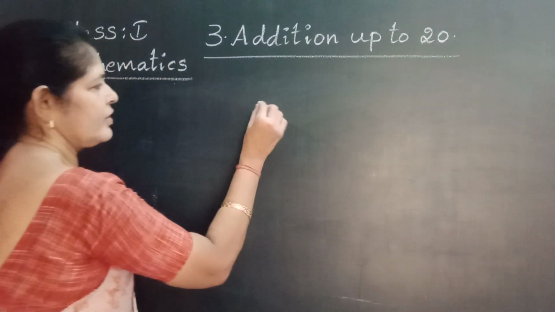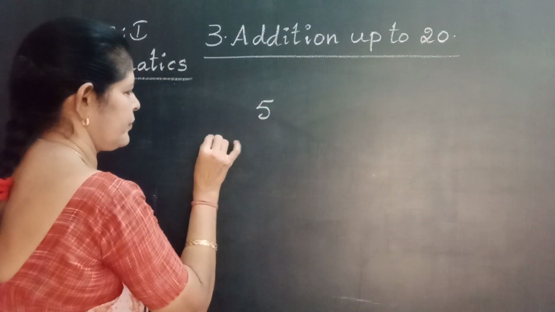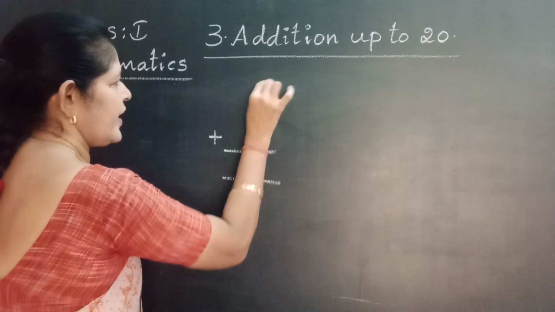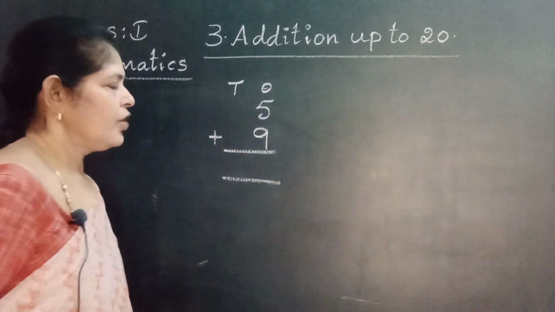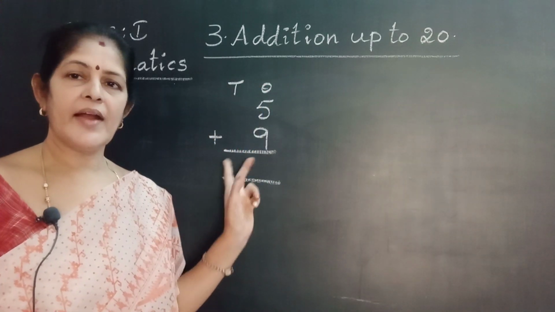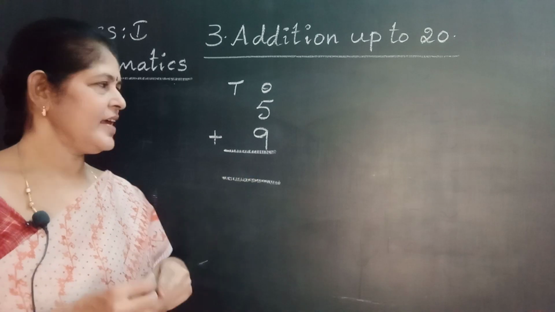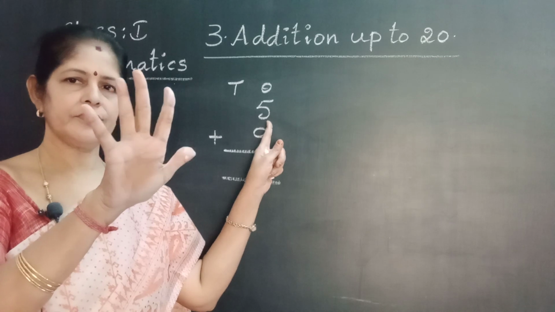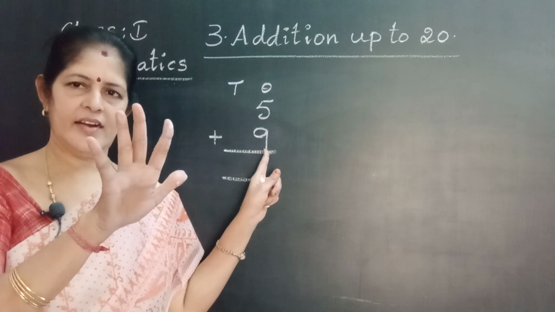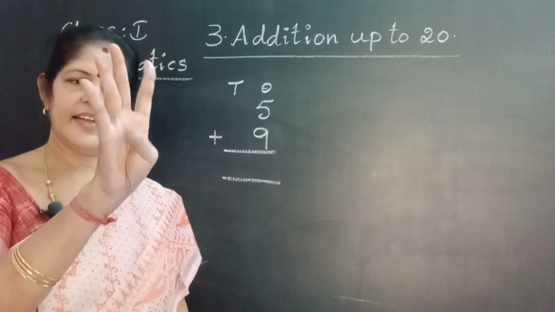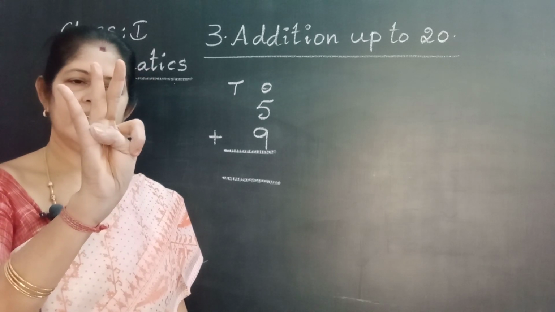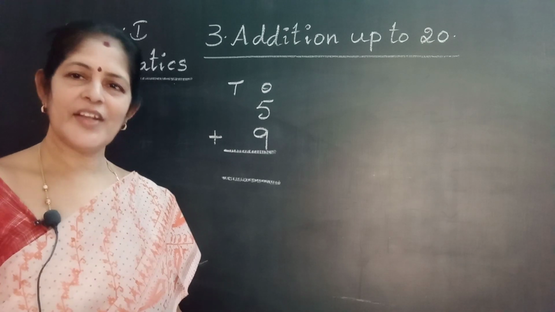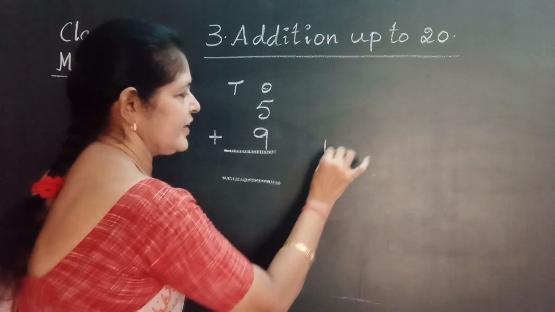Let us see. 5 plus 9. Ones place, tens place. Okay? We are adding ones, but we get 2-digit number. Same process. Take 5 fingers. 9 after 10, 11, 12, 13, 14. 14 means we get 14.